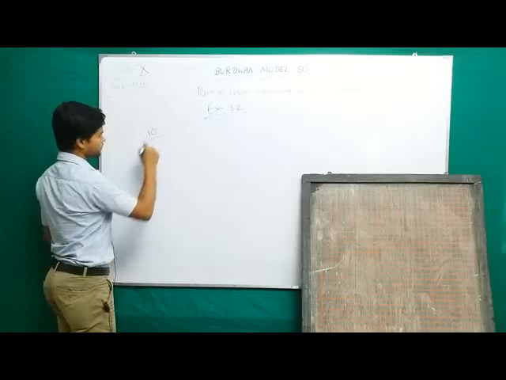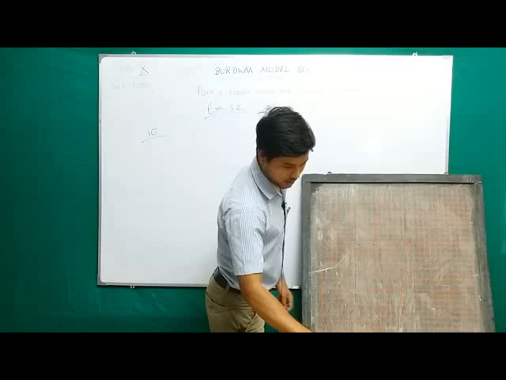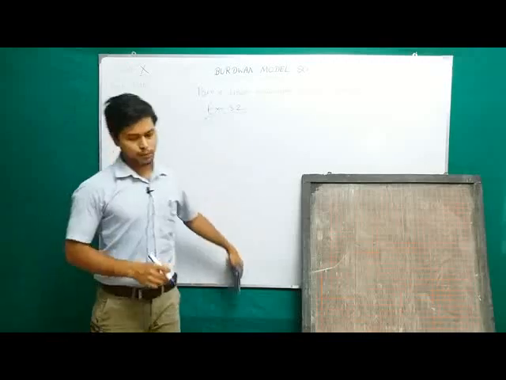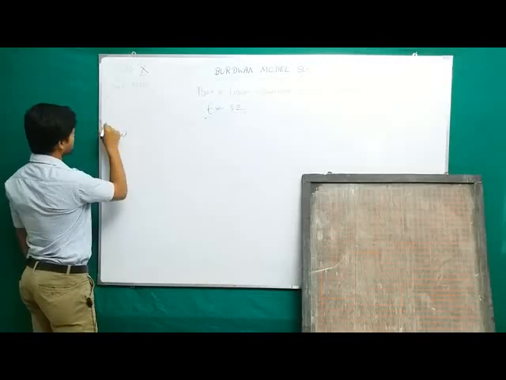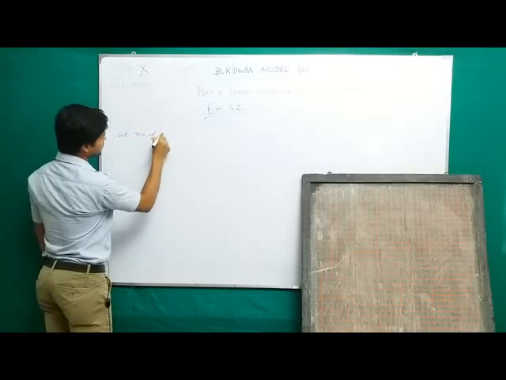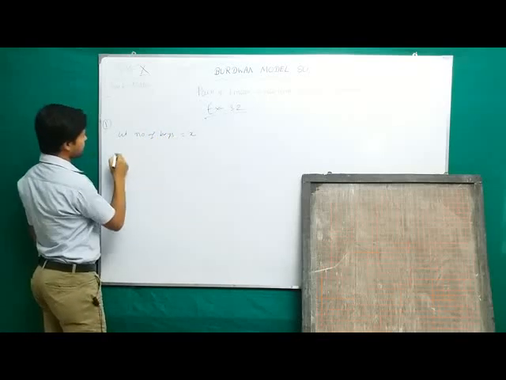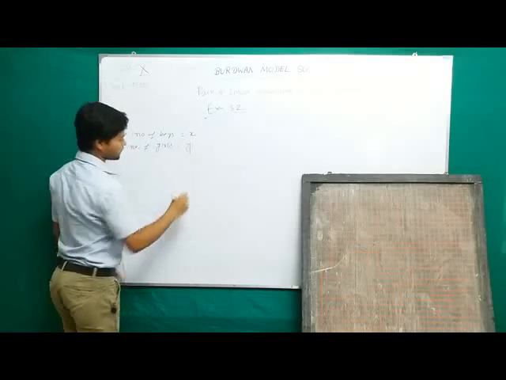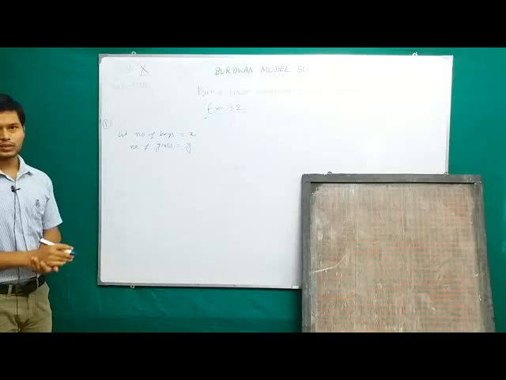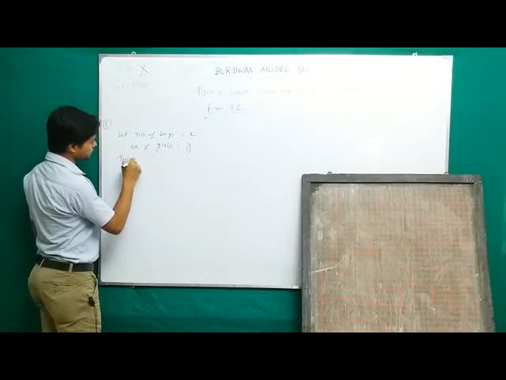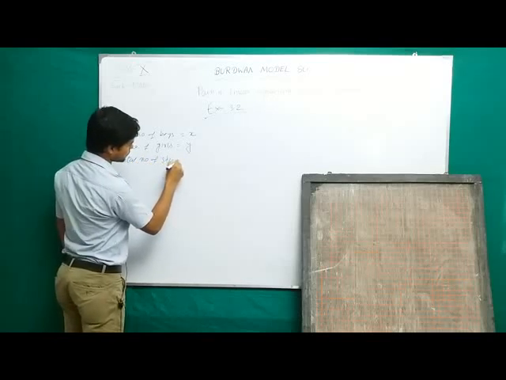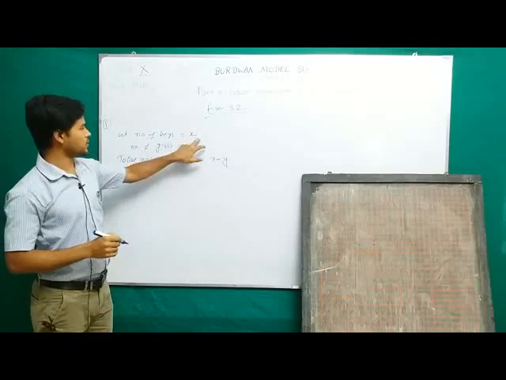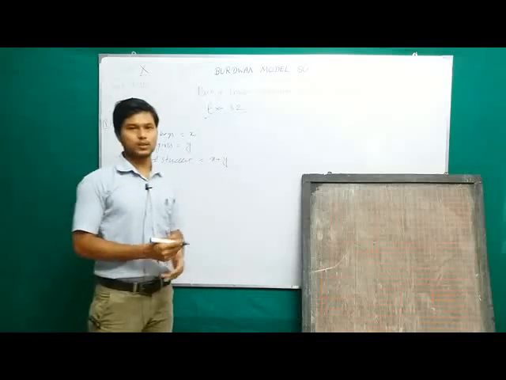There are 10 students and the number of girls is 4 more than the number of boys. So let us consider the number of boys is x and the number of girls is y. Then what is the total number of students? The number of boys is x, the number of girls is y. So the total number of students is x plus y.